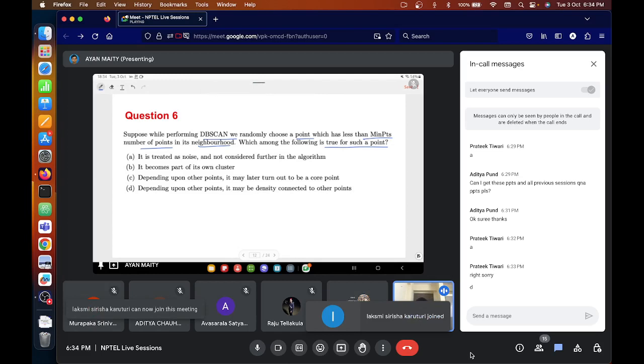Pratik Tiwari says option D, which is depending upon other points, it may be density connected to other points. Anyone else?